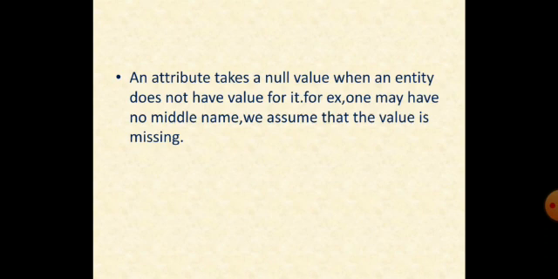Sometimes an attribute can take a null value when an entity does not have it. For example, one person may not have any middle name. We assume that the value is missing. That is null, an unknown value. Sometimes this also exists in our entity set.